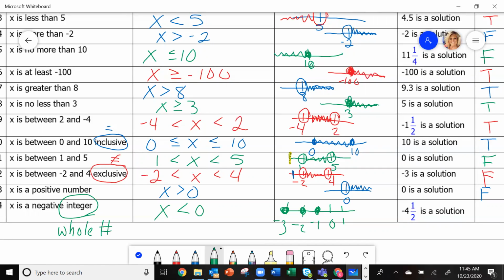Now when it says is -4.5 a solution, the answer would be no. It would be false because it has to be an integer. It has to be a whole number.